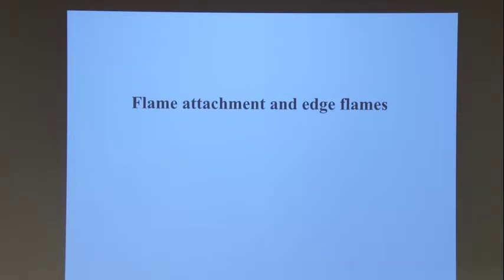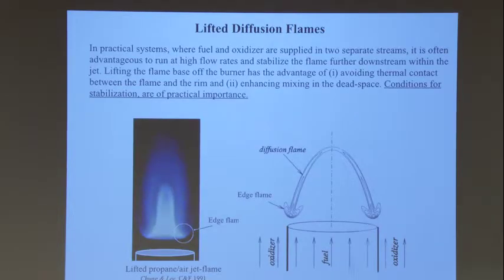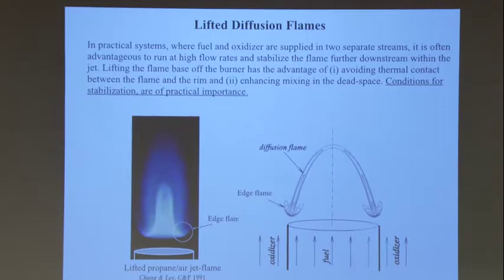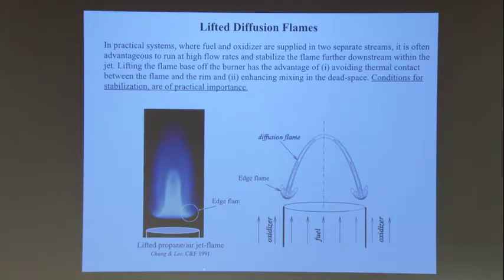The next thing I want to talk about is the edge flame, when flames are lifted. And here is a lifted propane air flame. Now I really cheated a little bit because you cannot see the burner in the figure, and I put it down here, but this is where more or less it was, based on the experiment of Chung and Lee. So basically this is like a diffusion flame, but the flame does not touch the rim of the burner. In other words, it's lifted above the rim, like this numerical computation shows.